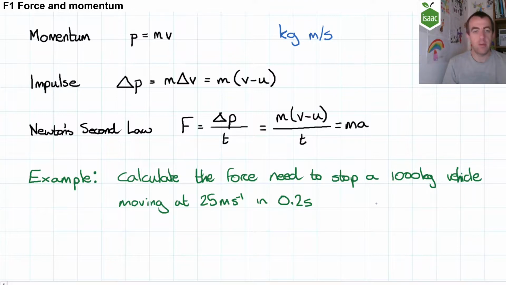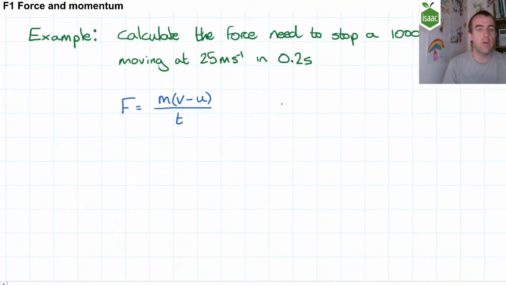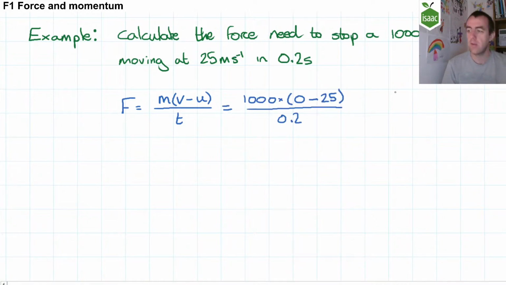So here is an example. Calculate the force you need to stop a 1,000 kilogram vehicle moving at 25 meters per second in just 0.2 seconds. We know from Newton's second law that the resultant force is proportional to m multiplied by v minus u, all divided by t. We substitute our numbers, being very careful to make sure we know what our initial and final velocities are, and then we perform the calculation.